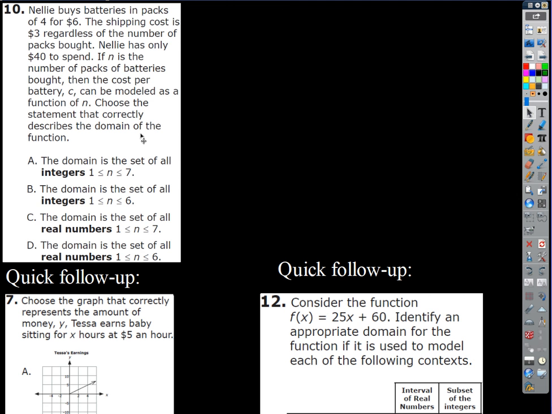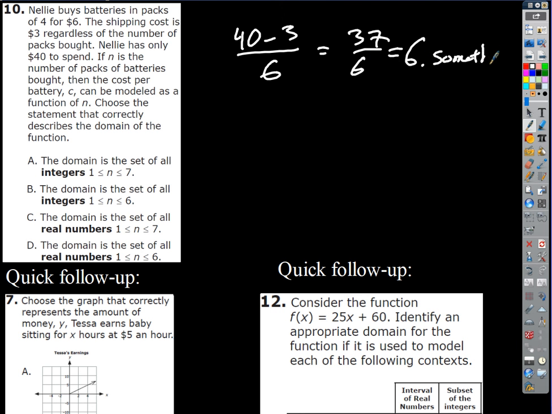Well, you subtract the $3. You subtract the 3, wouldn't you? Exactly. So you'd get 40 minus 3, and that's going to tell you how much money you have without shipping to buy battery packs. And then what would you do? You divide by 6, because it's $6 per pack, right? And so that would give us 37 over 6, which is 6 point something. 6 and 1/6, right?